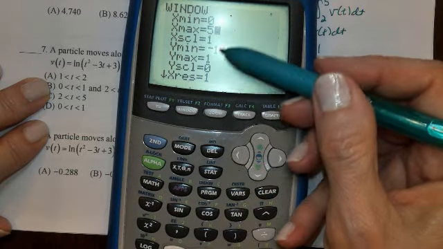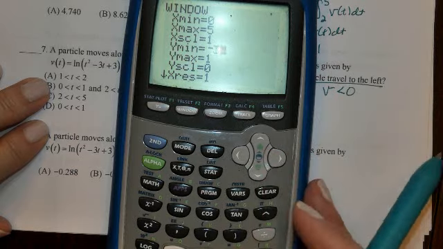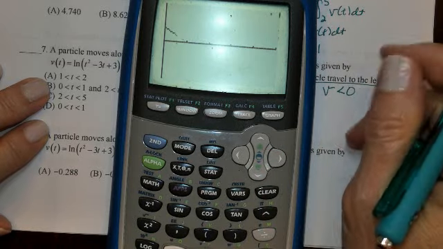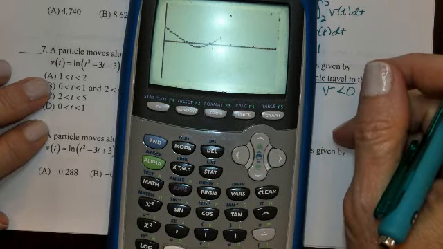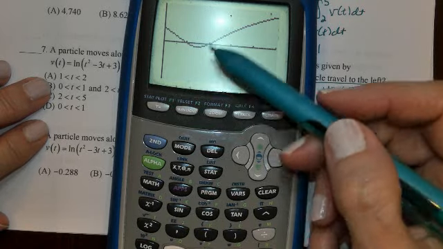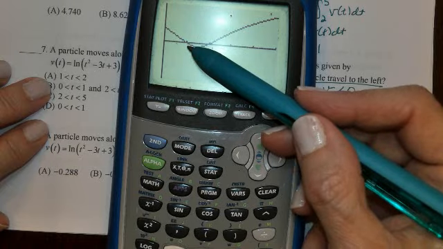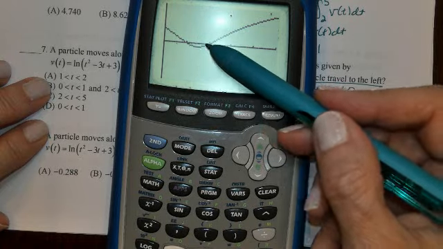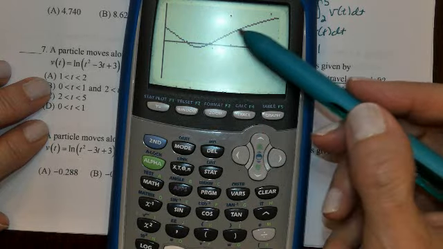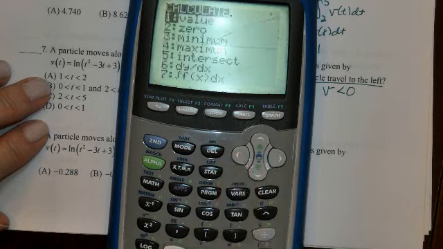And I only need to include 0. I think I'll go from -3 to 3 and see if I can get a good picture here. And that's a good enough picture. I can see what's happening here. So v is less than 0 between this time and that time, because this is the graph of v, right? So v is negative down here. So second calc 5.